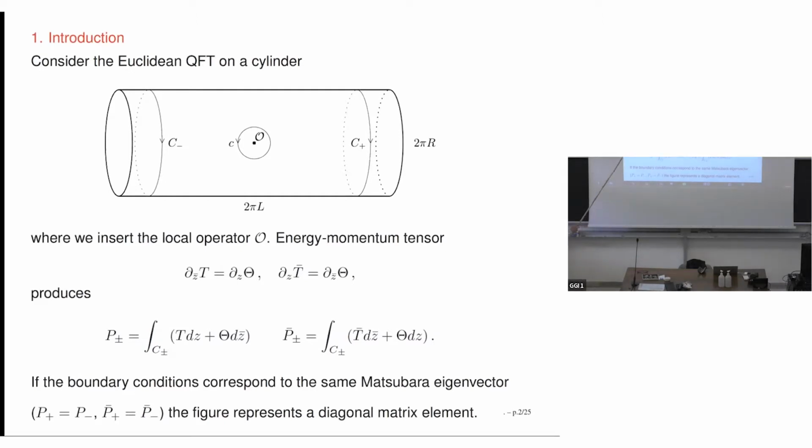These are supposed to be eigenstates of the energy and momentum. And then my goal will be to compute these expectation values when these two eigenstates here are the same. And there are several reasons to be interested in these quantities.